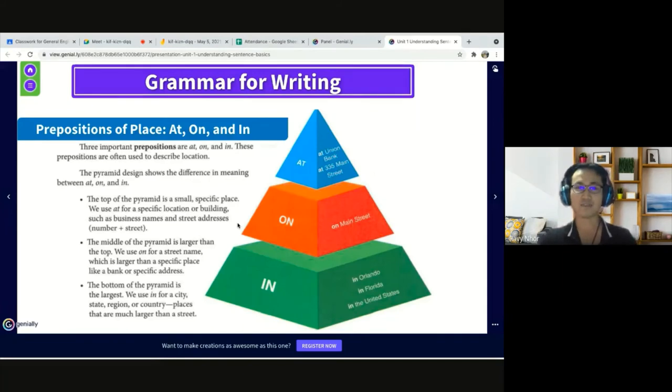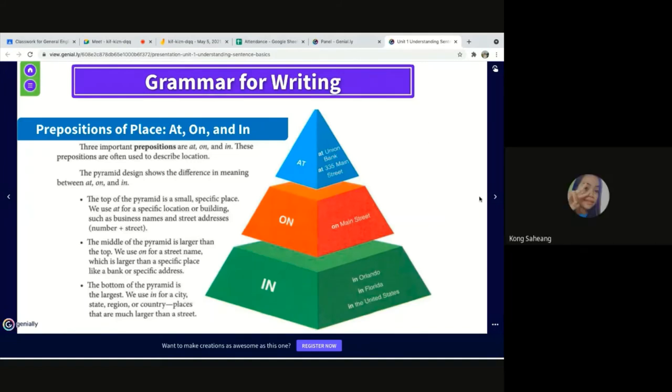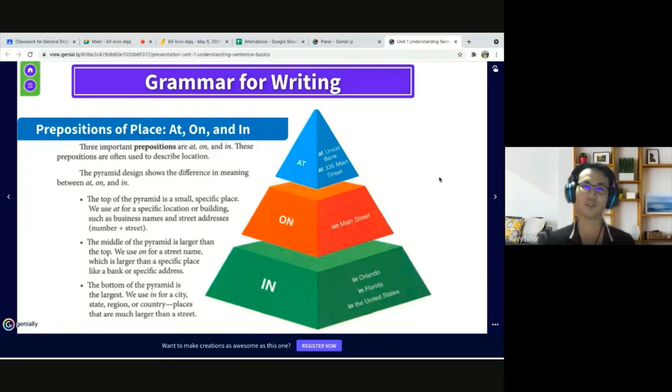Okay, so let me give you clarification, or can I have another example from you so that we can understand more about this. Sahien, can you give me an example of at and in and then try to explain why is it at and why is it on? Yes, teacher. For this point, I am not clear. You are not clear.